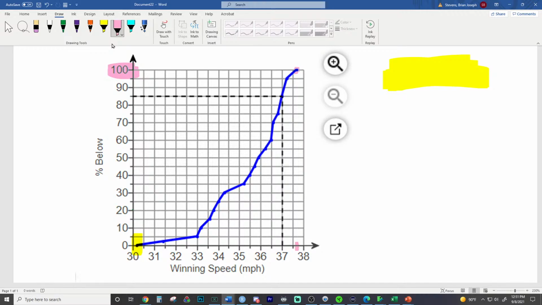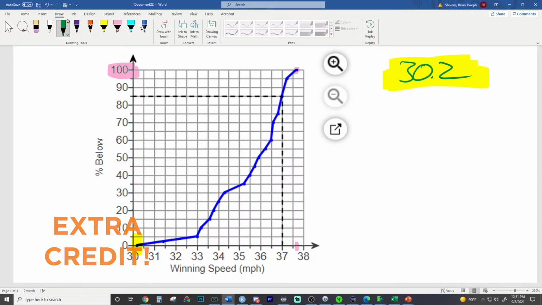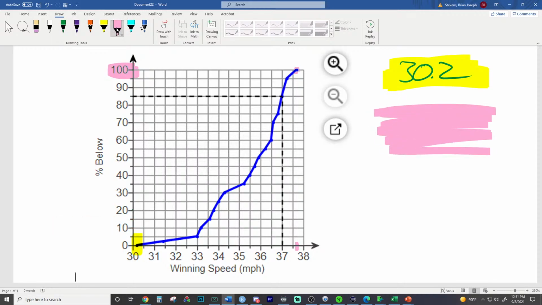Okay. The lowest number, 30.2. Great job right there. That's worth some 50 points. Great job, Kayla, right there. I agree. That's a great estimate, 30.2. And the highest number looks to be about what? We should be all right. We should get 100 on this.